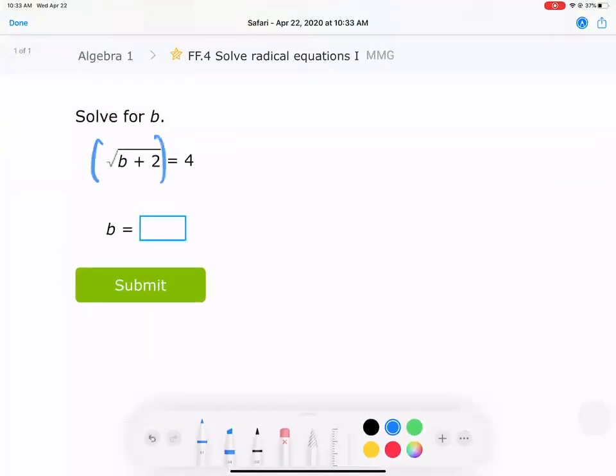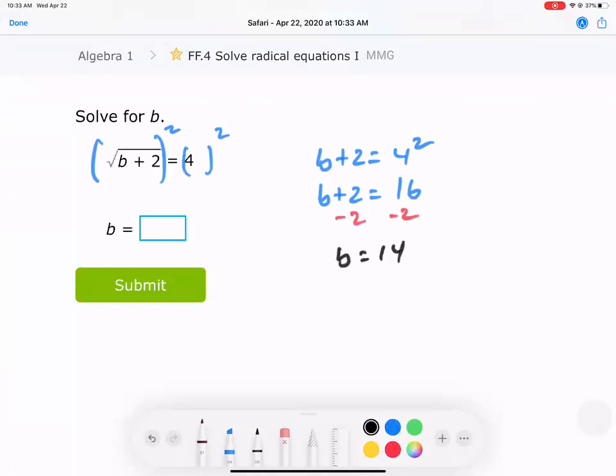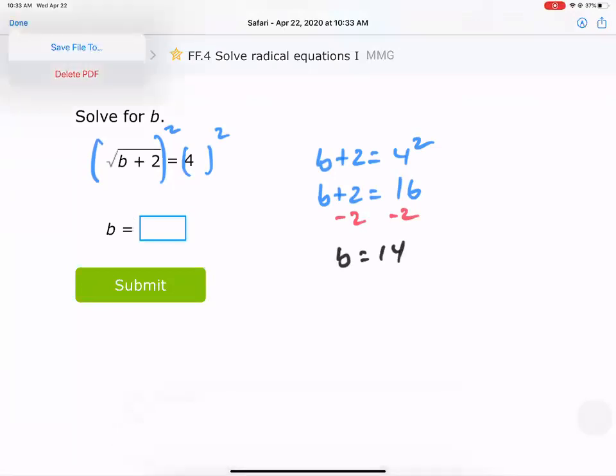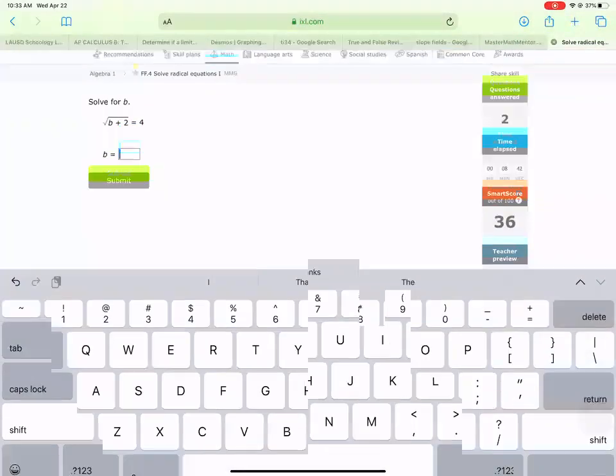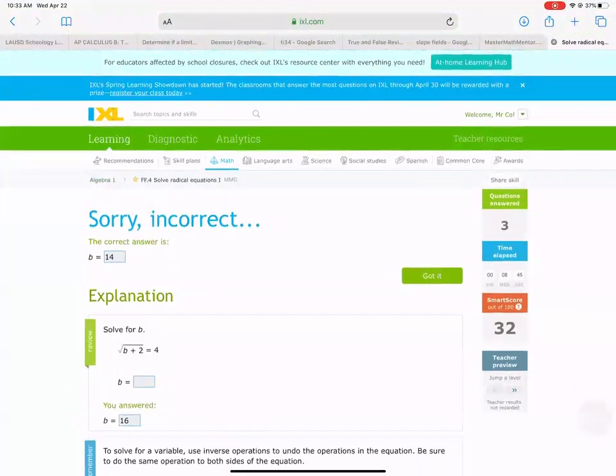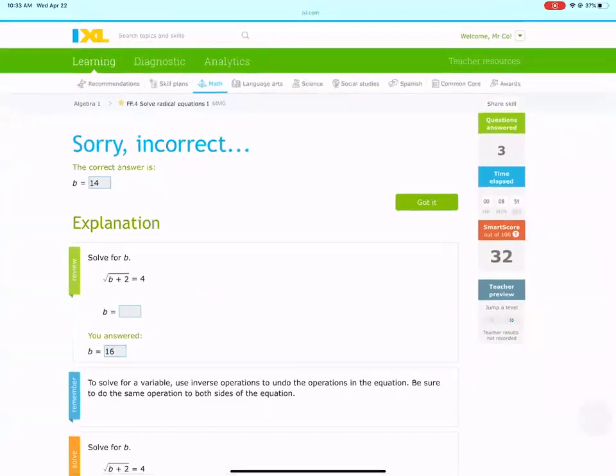So I'm going to get rid of the square root by squaring both sides. B plus 2 is equal to 4 squared. Hey, 4 squared is pretty easy. That's 16. To get rid of the 2, the opposite of plus 2 is minus 2 to both sides. B is equal to 14. I wouldn't have guessed that. 14 plus 2 is 16, and the square root of 16 is 4. Yeah, we're solving for that unknown variable. Oops, I wrote 16, I meant 14. Okay.